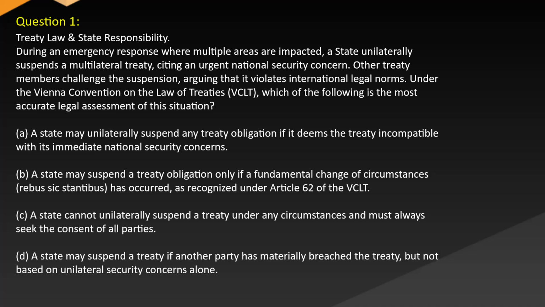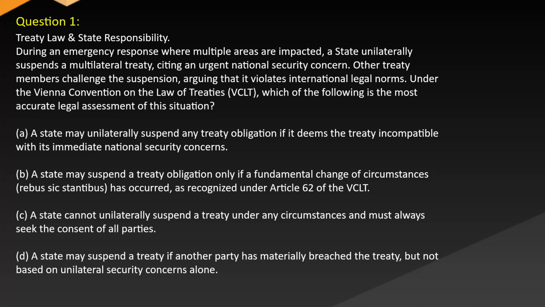Question 1. Treaty law and state responsibility. During an emergency response where multiple areas are impacted, a state unilaterally suspends a multilateral treaty, citing an urgent national security concern. Other treaty members challenge the suspension, arguing that it violates international legal norms.